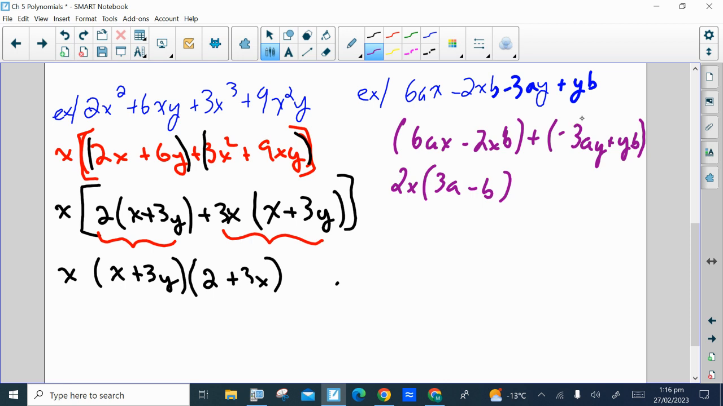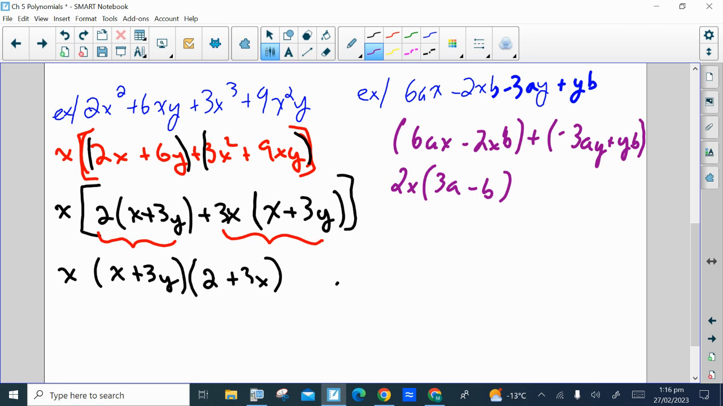Okay, well, if you look at the first term, it's negative 3ay. The second term is just yb. There is no number in front of the yb. So our common factor will not involve a number. All right? Are there y's in both terms? Sure. So the common factor will involve the letter y. Are there a's in both terms? No. So it won't involve the letter a. Are there b's in both terms? No. So it won't involve the letter b. Only the letter y. So don't copy this down.